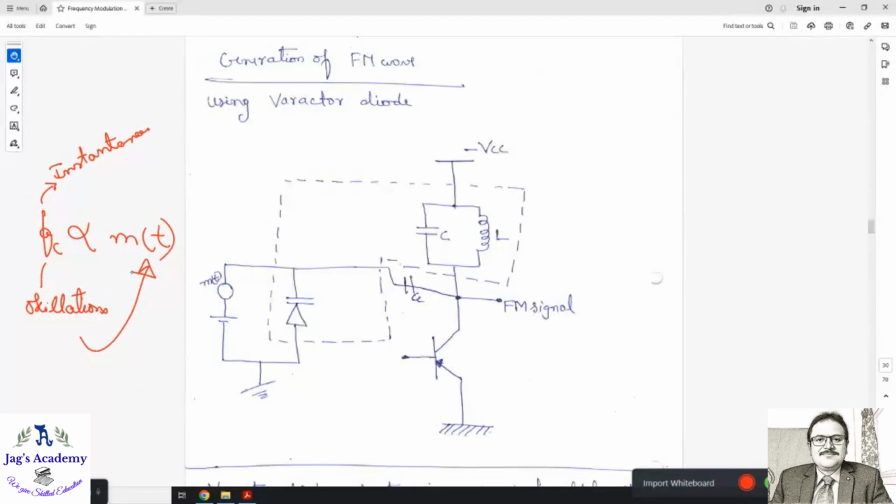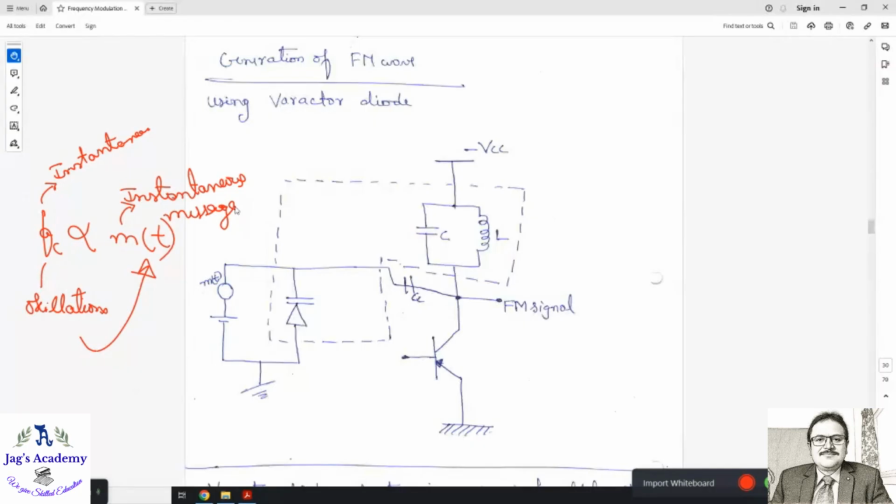And this m of t is the instantaneous value of the message signal. So the frequency of a waveform is now proportional to the message signal. That's what your FM is. Now, how do you generate this?